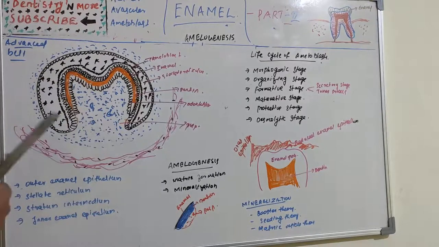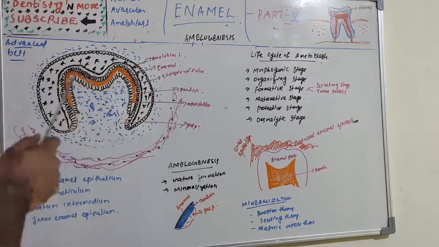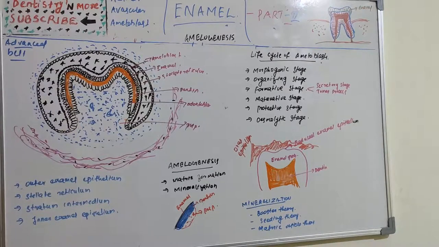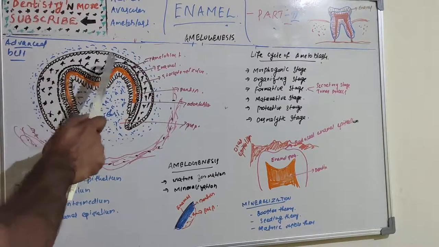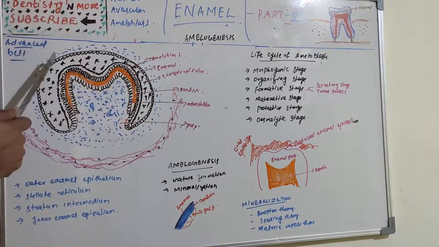Because when the first layer of dentin is laid down, the stellate reticulum collapses to bring the blood vessels near. So when the dentin is formed, this will collapse and bring the blood vessels near to the dentin, which is formed just now.